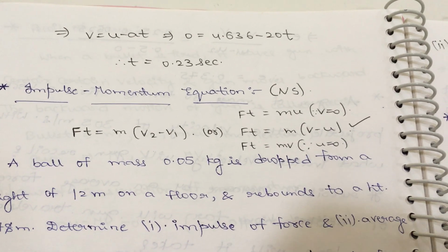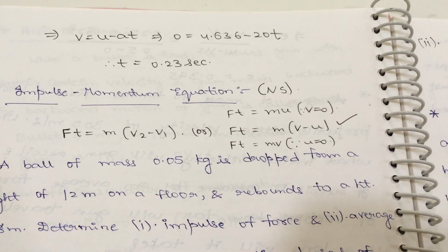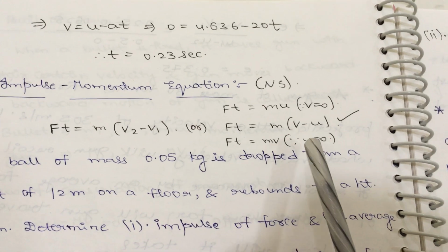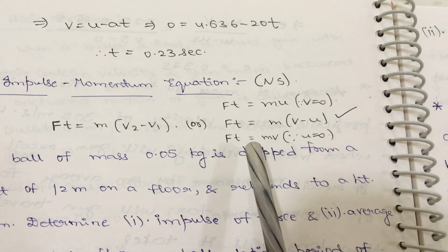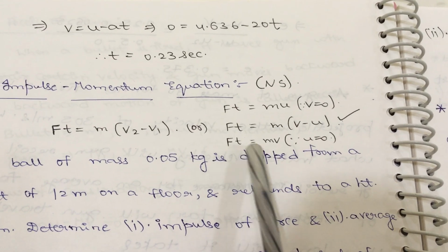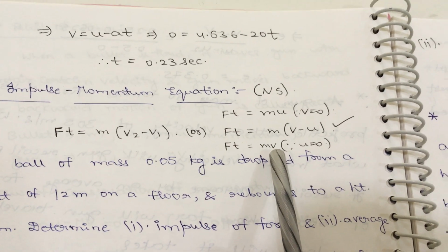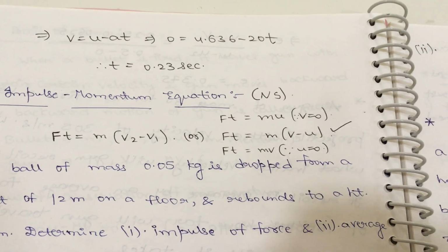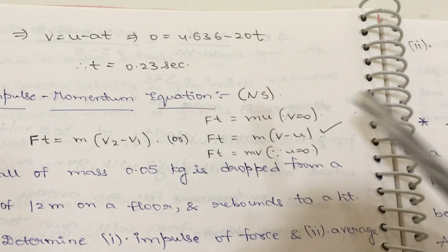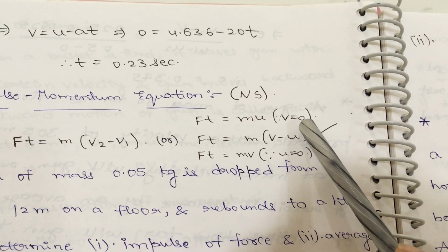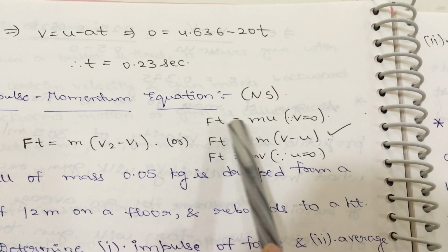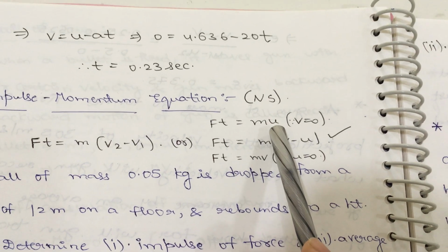Suppose, for example, in the problem any body is starting from the rest position, then the initial velocity u value will be 0, then you will get the equation as Ft is equal to m into v, the final velocity. Suppose in the problem any body is reaching the rest position, then the final velocity value will be 0, then you will get the equation as Ft is equal to m into the initial velocity u.